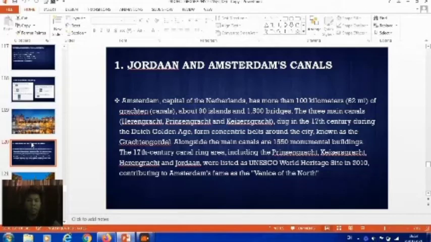The three main canals are a heritage preserve, built in the 17th century during the Dutch Golden Age. From the concentric band around the city, known as the Great Garden, and alongside the main canal are 1,515 monumental buildings of the 17th century canal area, including the Prestige and Region. Jordan is where the elite live, a UNESCO World Heritage site.